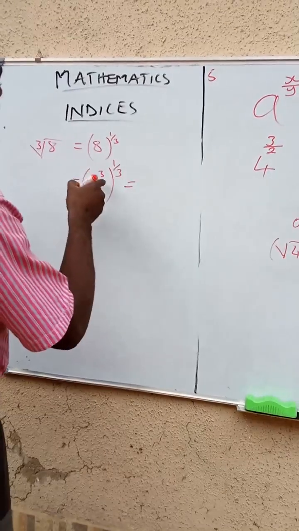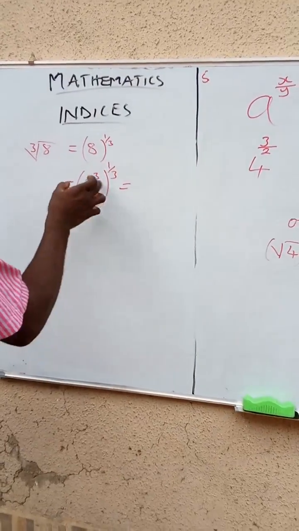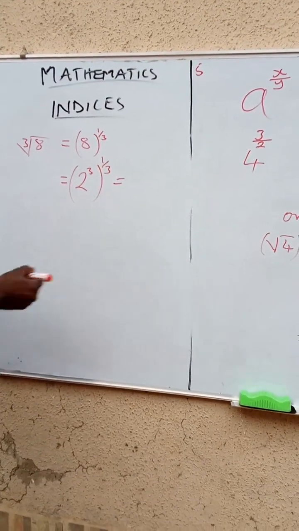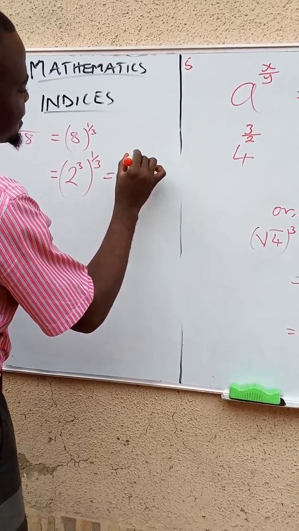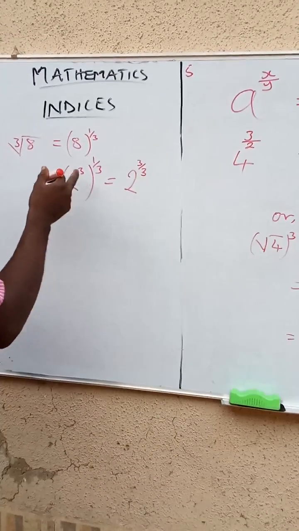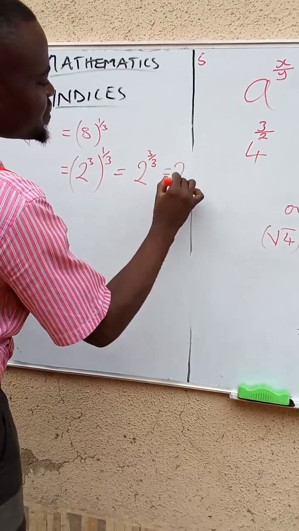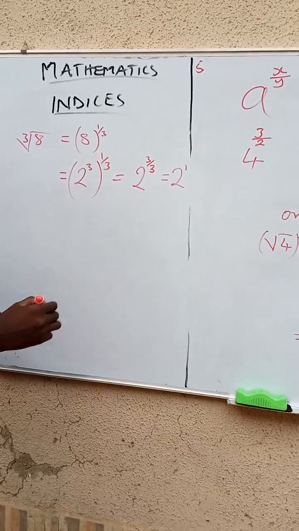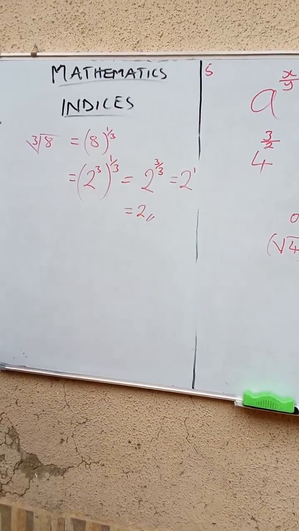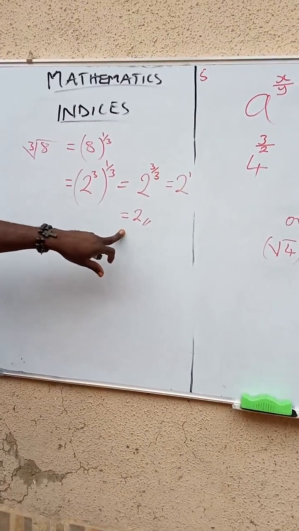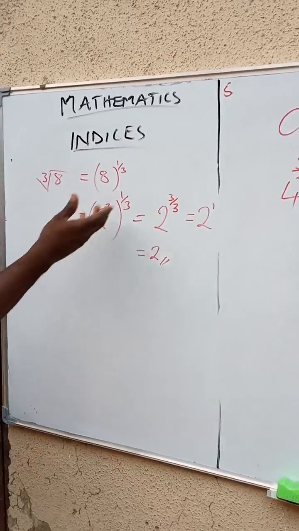This will give me, in power law, that's why I told you in mathematics, you must be seeing all these rules. Power can multiply itself. And this will give me 2 raised to the power of 3 over 3, 3 times 1 over 3, which will give me 2 raised to the power of 1. And 2 raised to the power of 1 is what? 2. So the cube root of 8 is 2. So this is why mathematics is sweet. And the one I'm going to, which is power law, is what I've been explaining here.